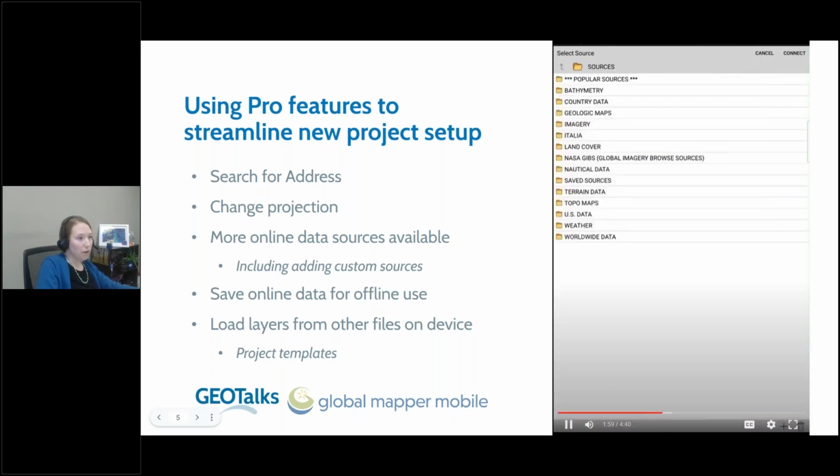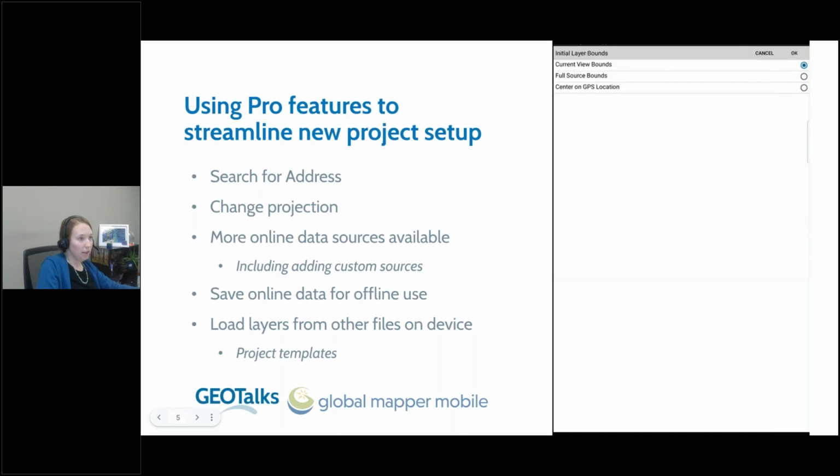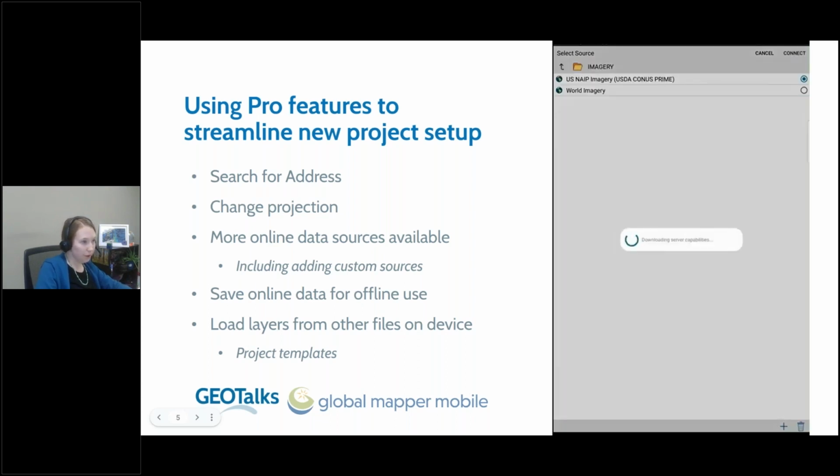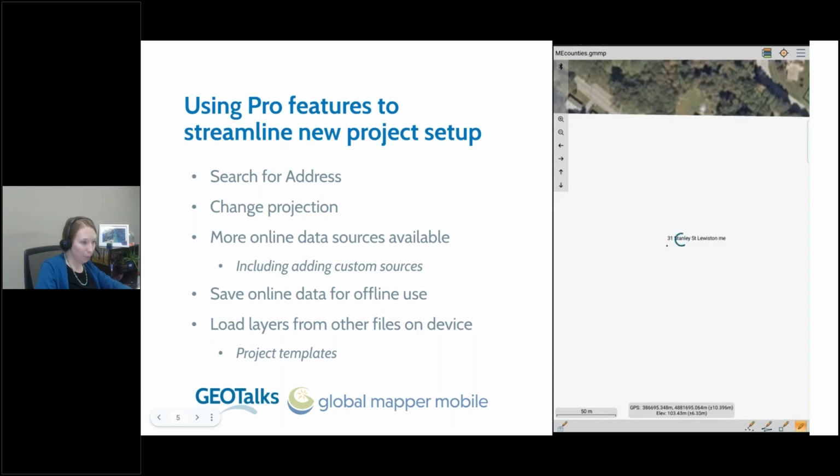So for example, I'm just going to add some imagery and just get my current view bounds. I've already adjusted my zoom level on the screen, and this will stream that data into the app.